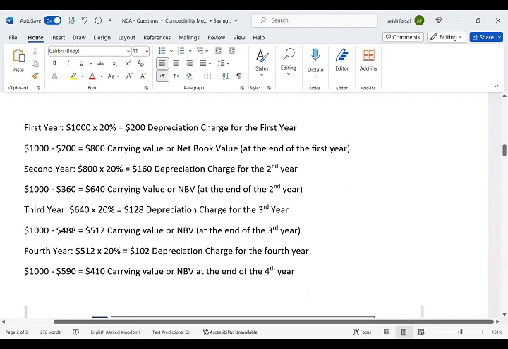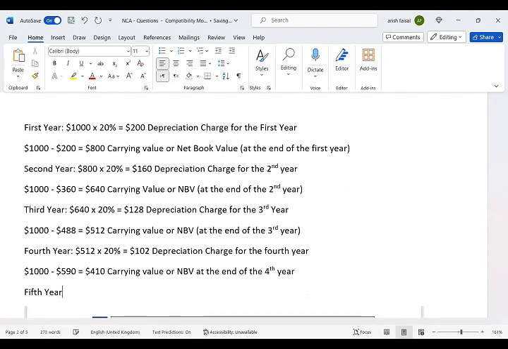The question asked us to do it for 5 years. So this is going to be the last year, which is going to be your fifth year. And now as the carrying value is 410 multiplied by 20%, the depreciation charge would be 82 in this case. Yep, 82. And that will be the depreciation charge for the fifth year.